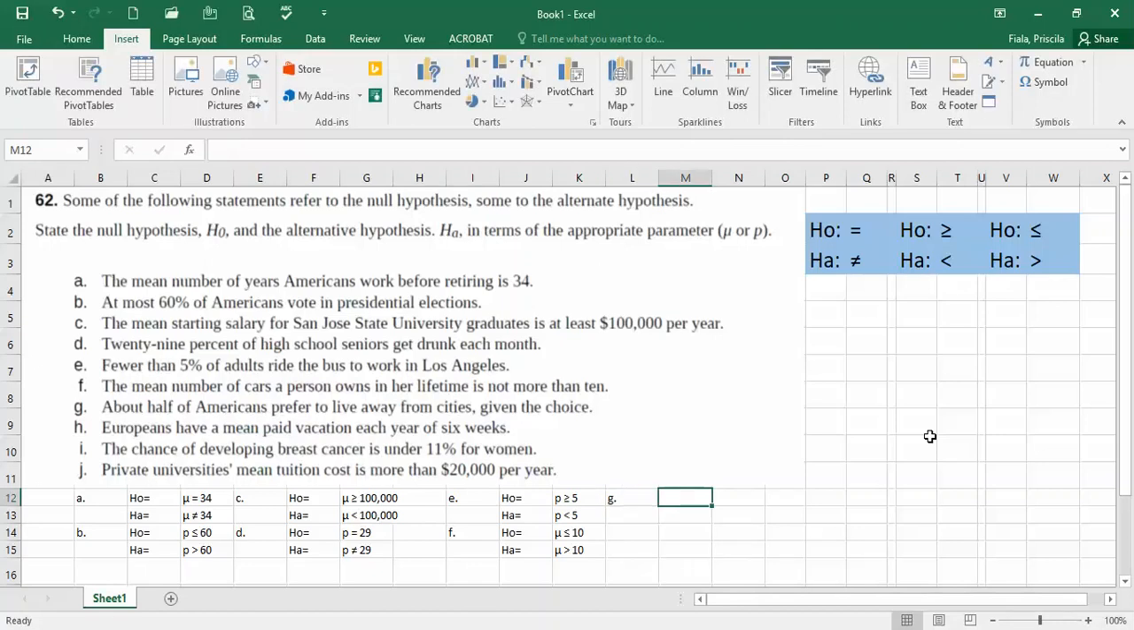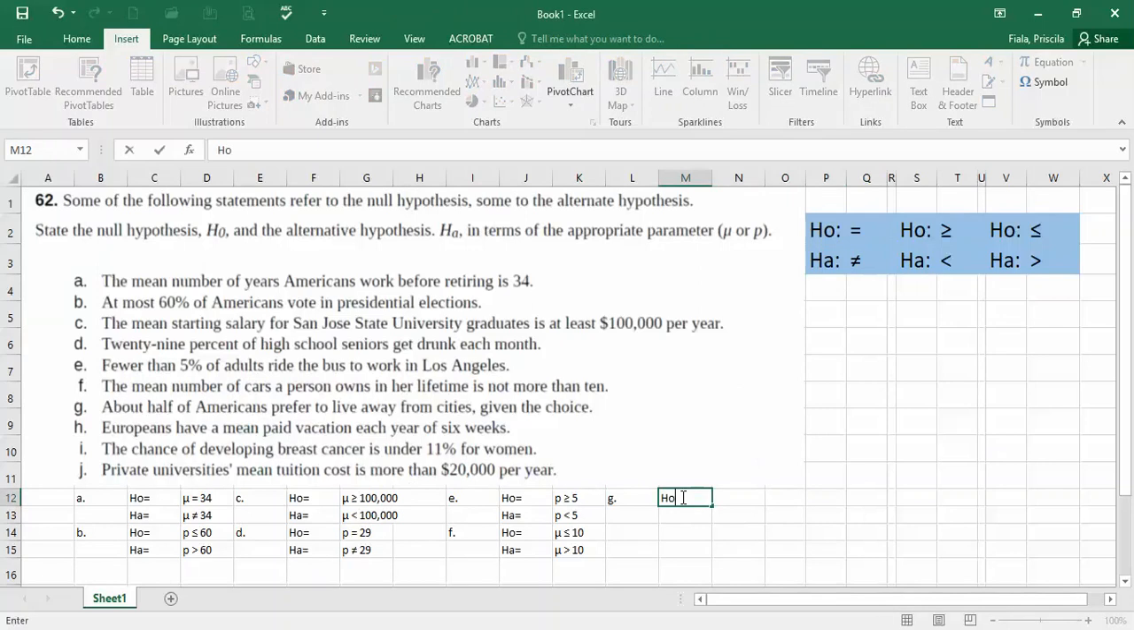About half of Americans prefer to live away from cities given the choice. About half of Americans. Well, half of Americans, you have to be talking about percentage. Therefore, you're talking about proportion. So half of 100% is 50%, correct? And it's telling you they prefer to live away. So about half is giving you an equality right here. So we're going to be using this 2 over here.